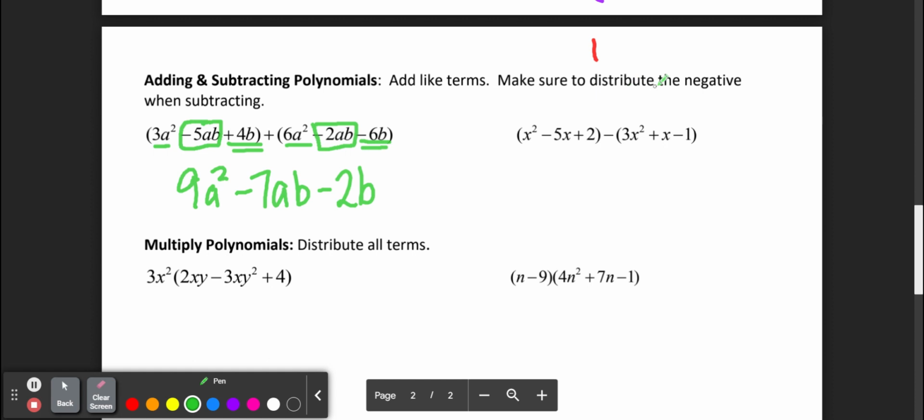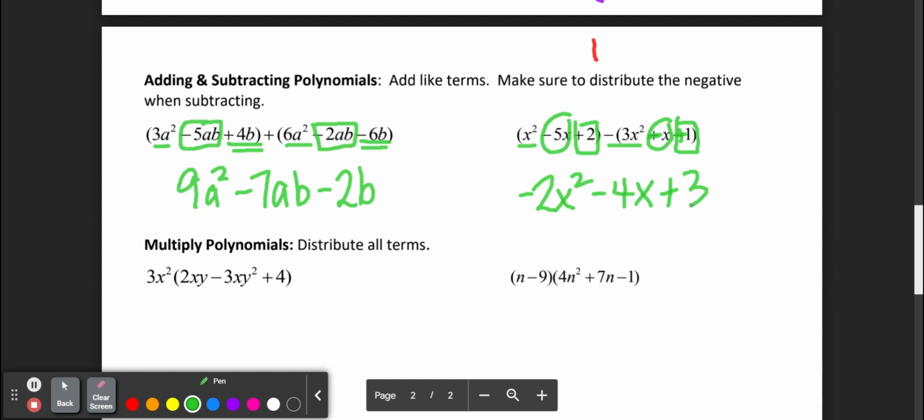Over here, what they're saying is make sure to distribute the negative when subtracting. It just means that this is a -3. This is now going to be a -x, and this is now going to be a +1. It changes the signs. So I have x squared minus 3x squared. I get -2x squared. On this one, I get -5x plus x, so I get -4x. Or I get a 2 plus 1, because I've already distributed that subtraction sign, so I get +3.